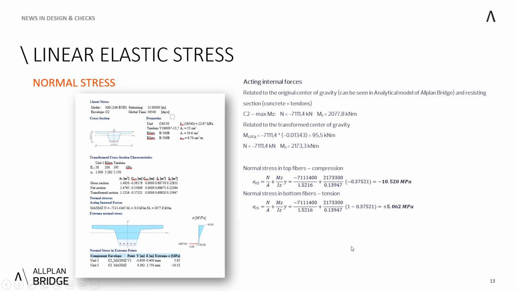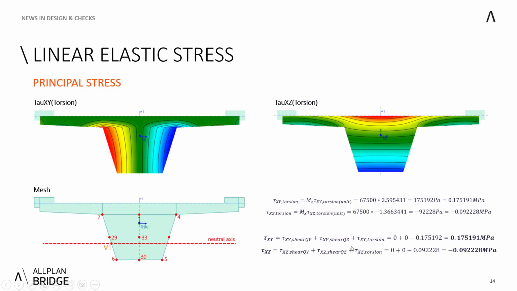So normal stress was easy, and now we can move on to a little bit more mathematical thing, and it's the hand calculation of the principal stresses. So at first, let me maybe briefly explain to you how it is calculated. At first we start with the unit stresses.